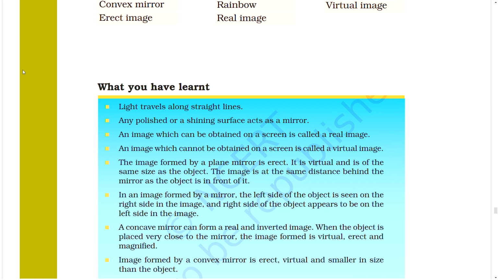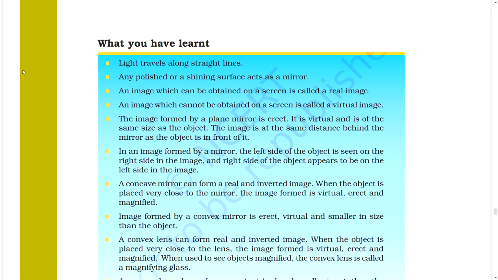What you have learned. Light travels along straight lines. Any polished or shining surface acts as a mirror. An image which can be obtained on a screen is called a real image. An image which cannot be obtained on a screen is called a virtual image. The image formed by a plane mirror is erect. It is virtual and is of the same size as the object. The image is at the same distance behind the mirror as the object is in front of it.